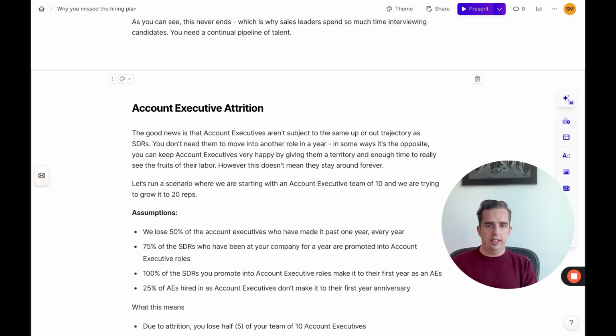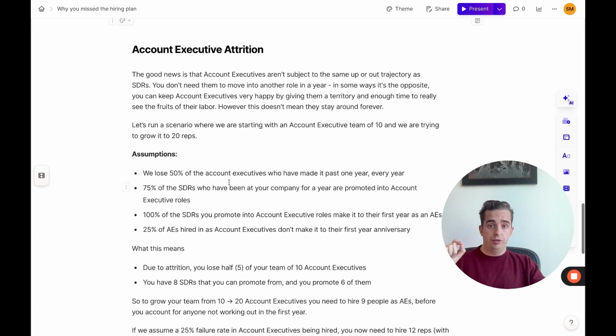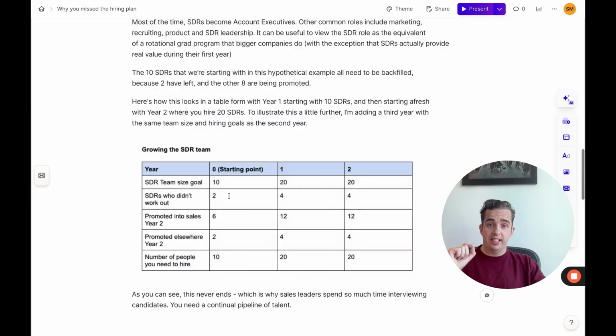So we're going to run a scenario where we start with an account executive team of 10, and we're going to grow it to 20 reps in that second year. And then same thing with the SDR team, where we keep it steady at 20. We're all tired of hiring. We're going to look at that. But we're going to look at a few assumptions, right? The first one, and this is a really scary one.